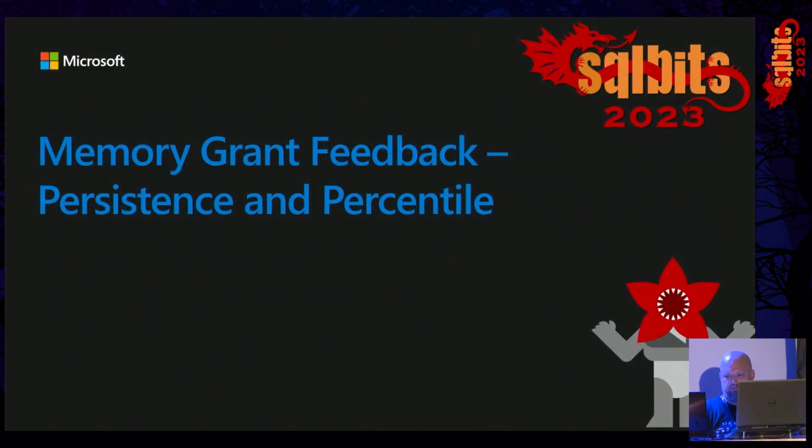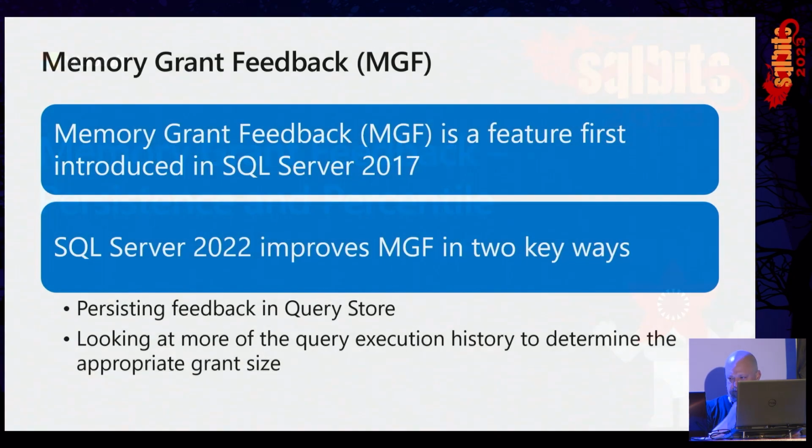So let's go into the first one, memory grant feedback percentile and persistence, which is an improvement over the previous memory grant feedback scenario. Memory grant feedback was a feature first introduced in 2017, and we've expanded its scope. The feedback works more efficiently than when we first persisted the feedback in query store. Actually, now that's what we're doing. And then we use query execution history to determine a better grant size.